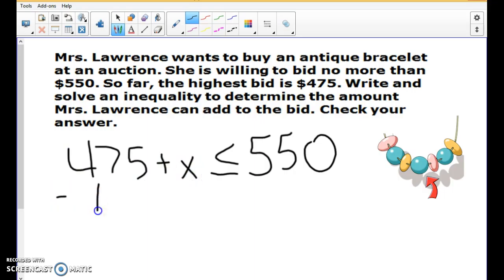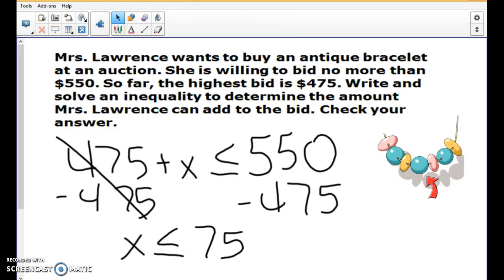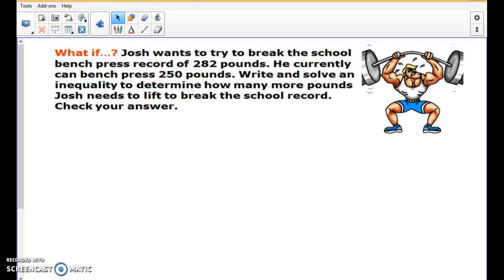Some of you are probably yelling at me right now saying you already know the answer, but we need to write down the inequality. So 475, subtract from both sides. So x has to be less than or equal to $75. You cannot bid another dollar past 75. So she can bid another $1 or another $75, somewhere in between there.